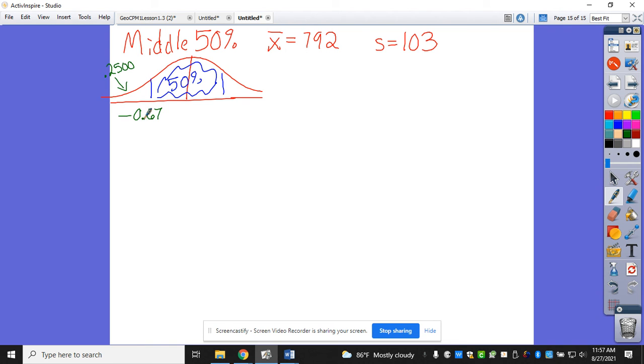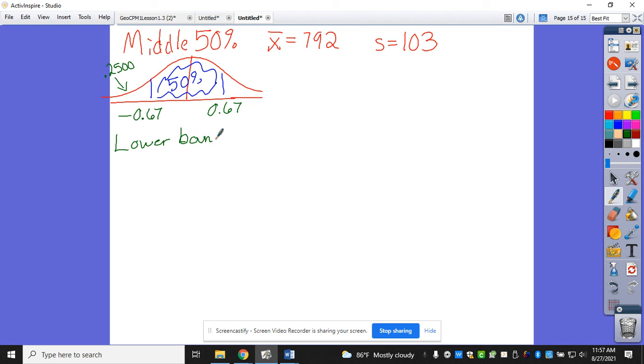What do I know about a symmetrical bell-shaped curve? It's symmetrical. So what do I know about the distance from this red line to this blue line, and this red line to this blue line this way? So if this is negative 0.67, now I could have looked up 0.7500 and I would have gotten 0.67 and done the same thing, but there's just no reason to. So now how many answers am I going to have for this problem? 2. You're going to have a lower bound and an upper bound. That's why it's asking for limits.